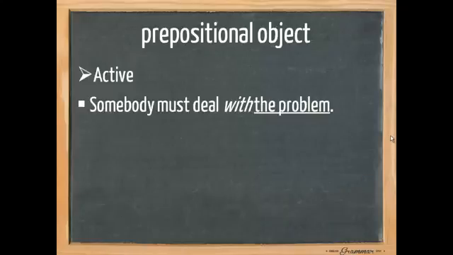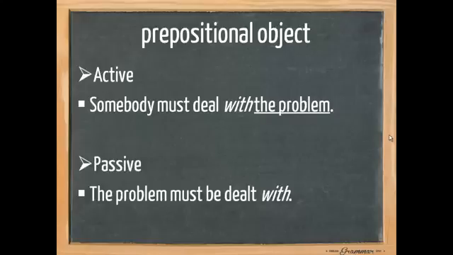We also have such a thing as a prepositional object. Somebody must deal with the problem. So with the problem is what we call a prepositional object. To make it into a passive, we do the following. The problem must be dealt with. So remember, must here is a modal. We add be and then the past participle form of deal, which is dealt. So the problem must be dealt with, and then we put the preposition at the end of the sentence.